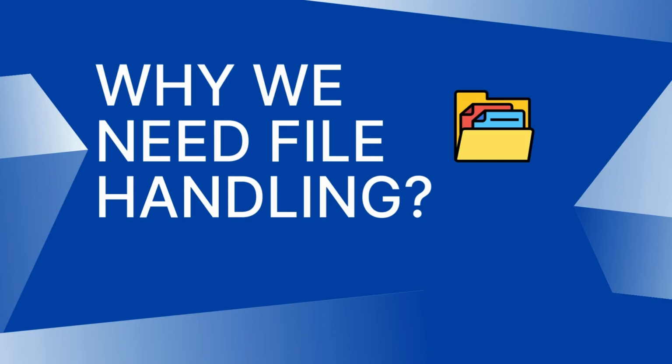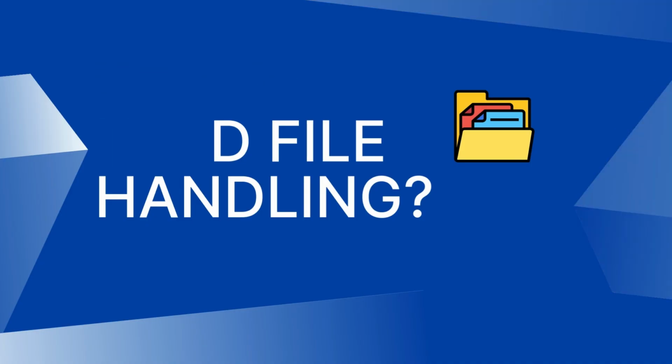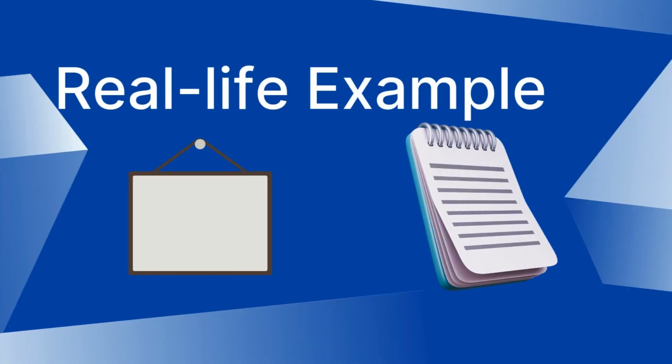So, let us take a simple example to understand the concept. Imagine a student writes marks or code on a whiteboard. Once erased, everything is gone. But if a student writes them in a register, they stay safe forever. That is the difference between Python without file handling and with file handling. File handling gives you a safe method, it saves your program permanently, just like the register.